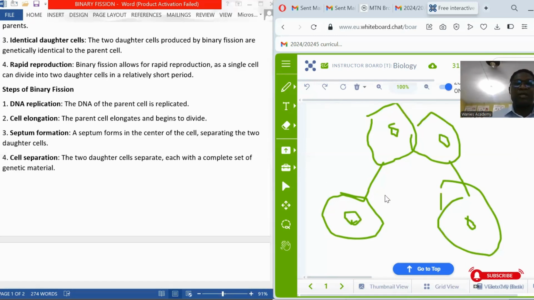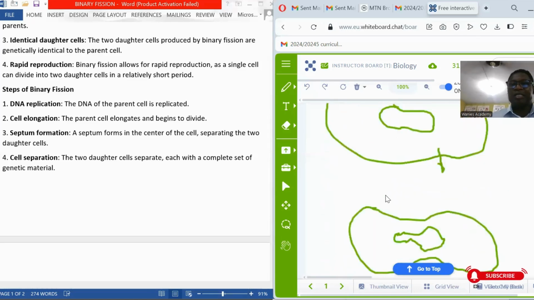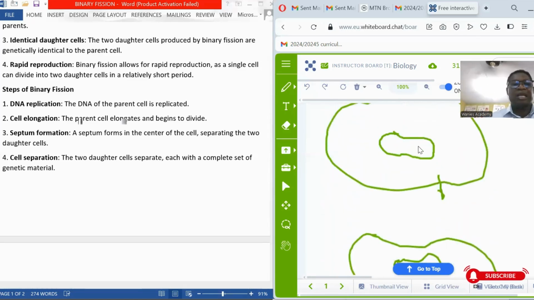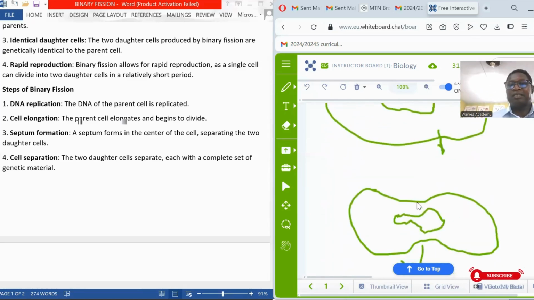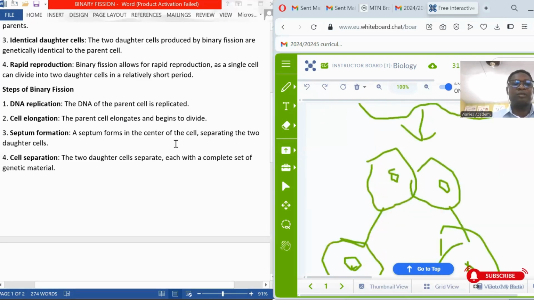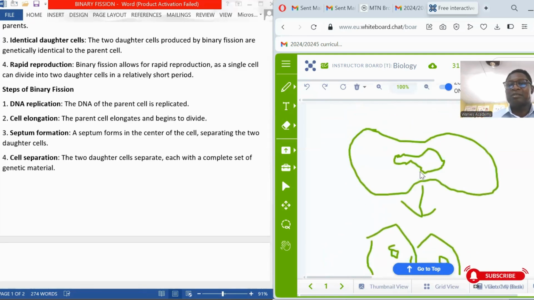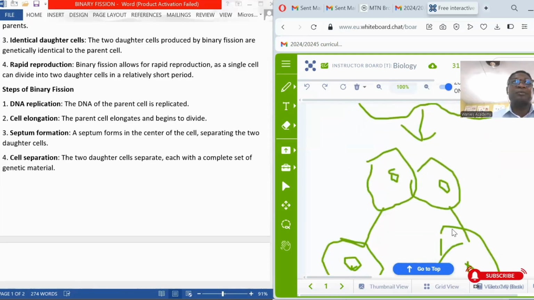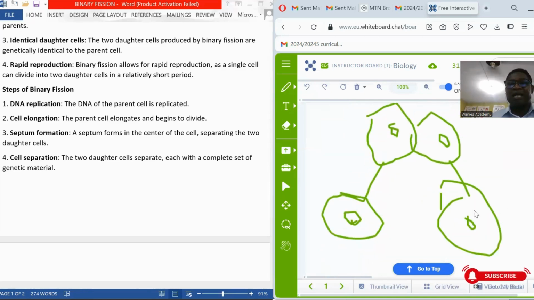There is cell elongation. As you can see here, the cell elongates and it starts to divide. There is septum formation. In the center of the cell, the two daughter cells start separating. The nucleus of the parent cell starts separating to initiate two individual daughter cells, and there's final cell separation at the end of what? The process.